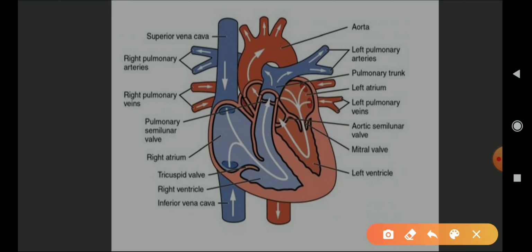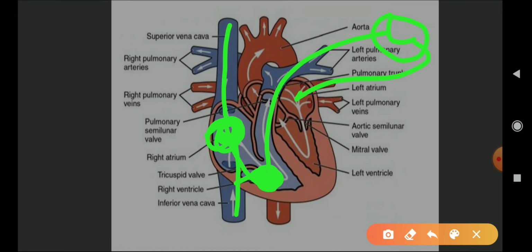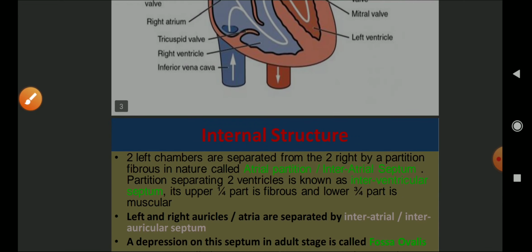Let me draw once again. It enters from here, from here, into the right auricle, from the right auricle to the right ventricle, from the right ventricle to the lungs, and from the lungs it comes back to the left auricle. Then from the left auricle to the left ventricle, and from the left ventricle to the different parts of the body. So this is how the flow of blood takes place inside the heart. Let us move on to the internal structure.